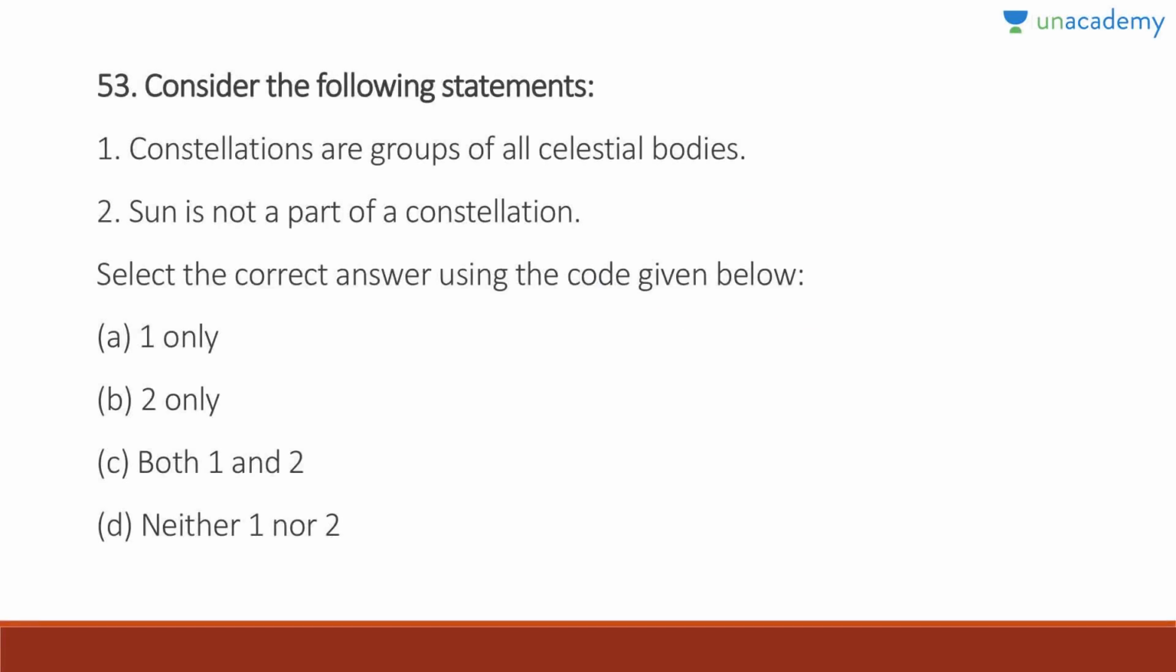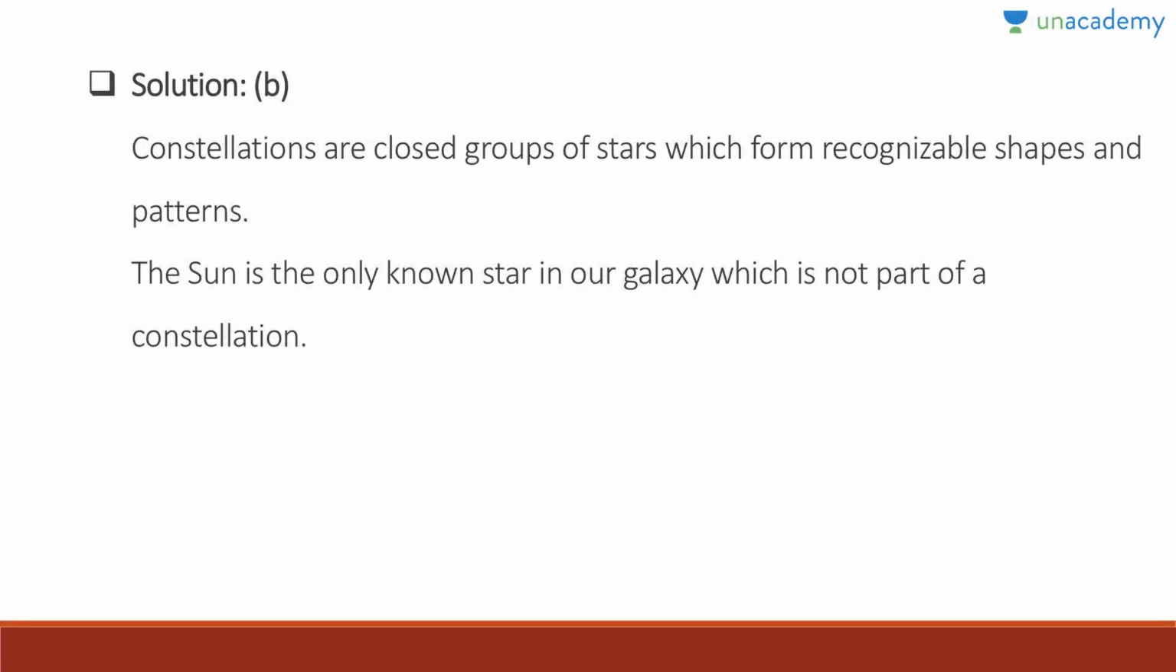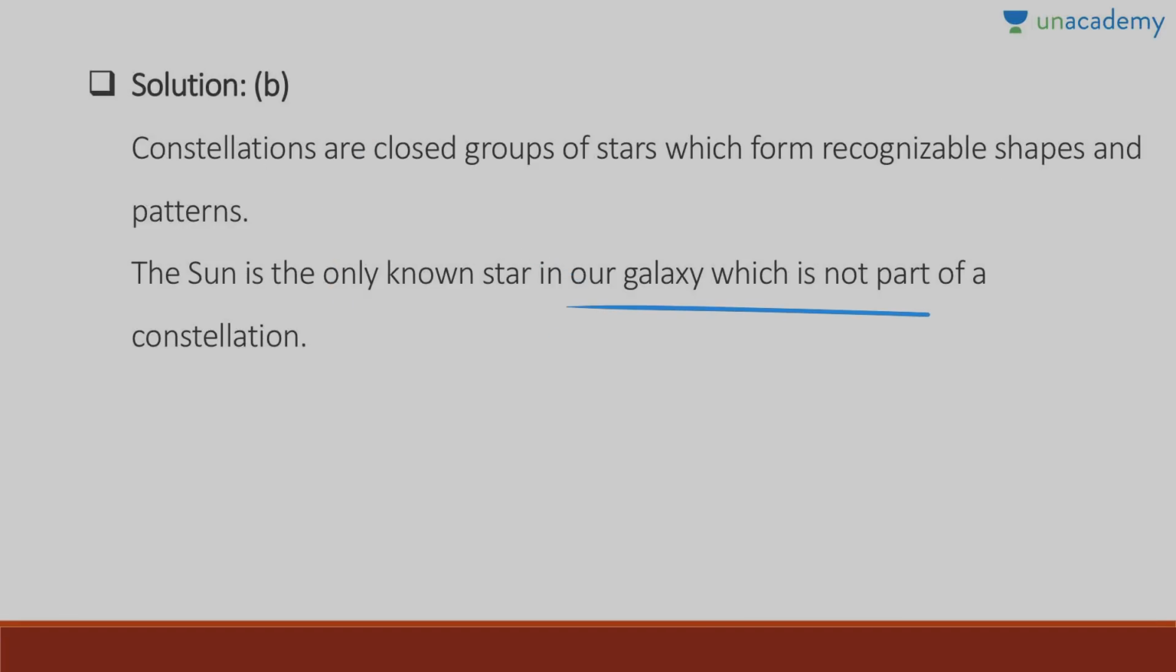Question number 53. Consider the following statements. Constellations are groups of all the celestial bodies. This is wrong. They are close groups of stars which form recognizable shapes and patterns. Sun is not a part of a constellation. Yes, Sun is the only known star in our galaxy which is not a part of a constellation. So rare. Answer here is B, 2 only. So constellations are close groups of stars which form recognizable shapes and patterns, and Sun is the only known star in our galaxy which is not a part of it.